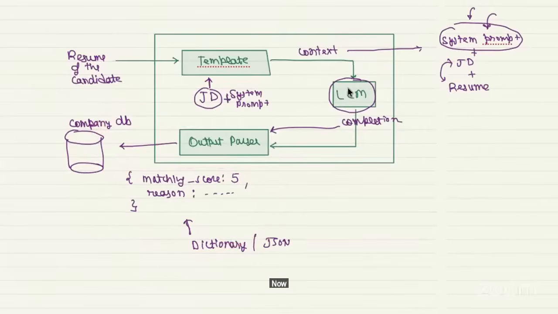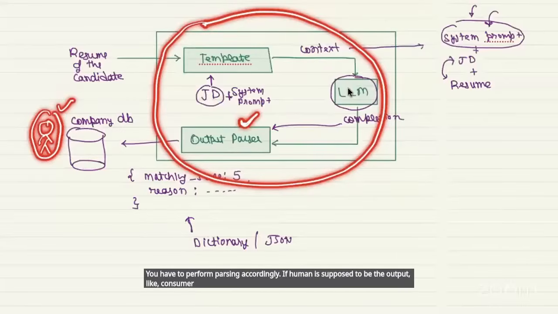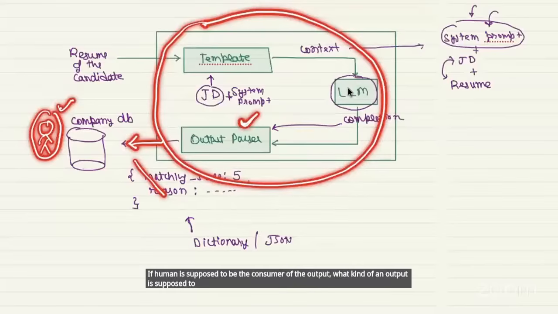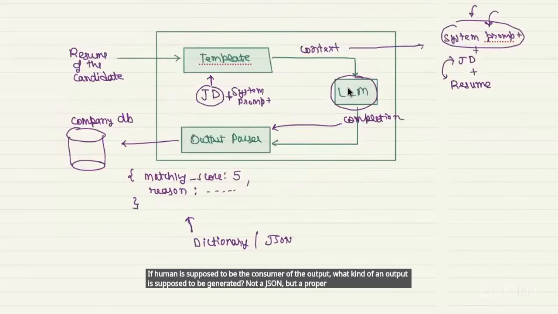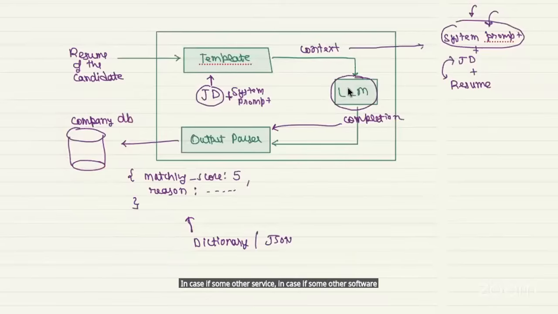Now, depending upon whoever is the consumer of your output, you have to perform parsing accordingly. If a human is supposed to be the consumer of the output, what kind of output is supposed to be generated? Not a JSON, but a proper human readable output. Yes, a text human readable output has to be generated in that case. In case some other software is the consumer of the output, in that case, you have to generate the response always in the JSON form.